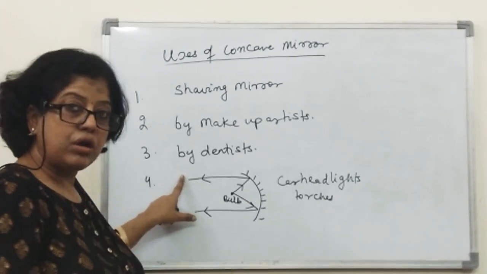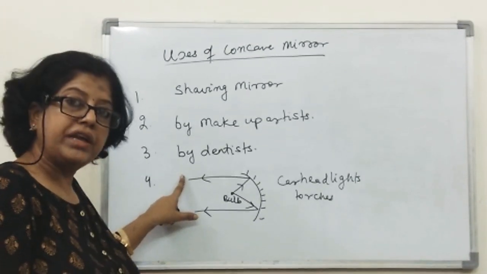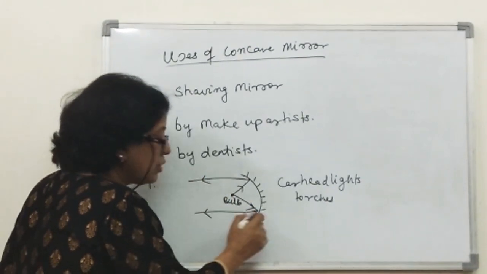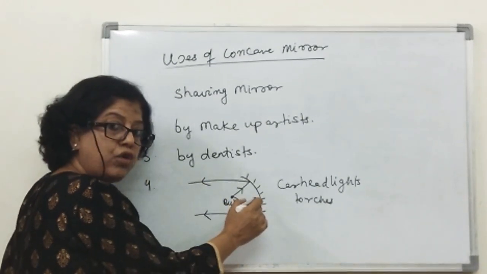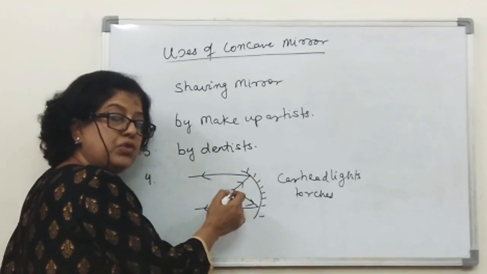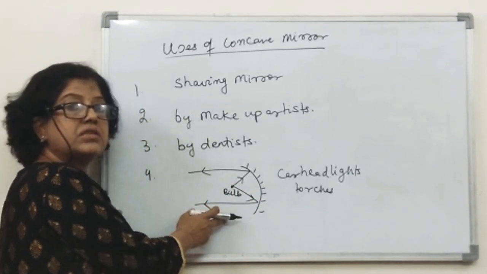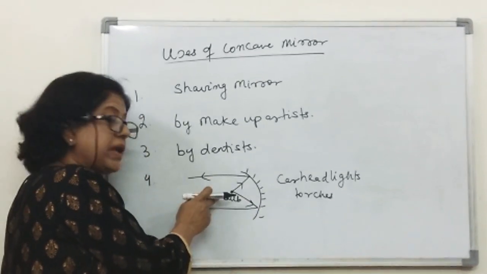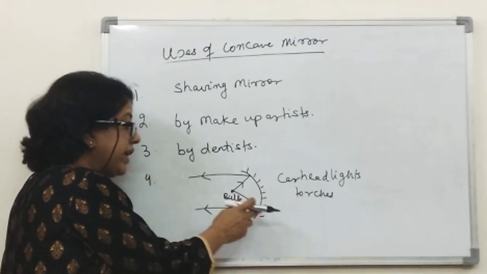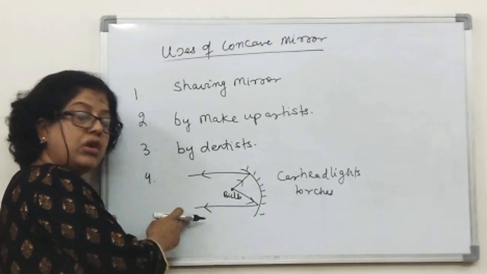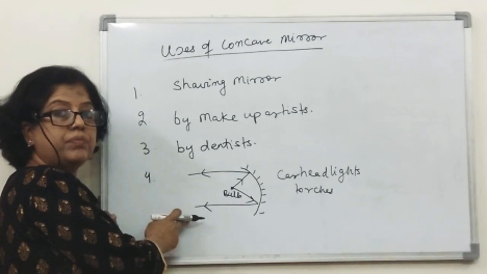Now actually, you all know that in a concave mirror, the incident rays fall on the mirror parallel to the principal axis. The reflected rays get converged at the focus, and here the reverse is happening. The bulb is placed at the focus, and the rays that we are getting reflected from the concave reflector are parallel to each other.